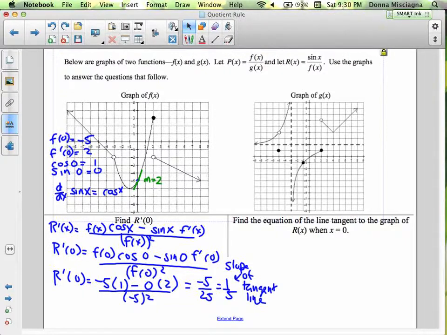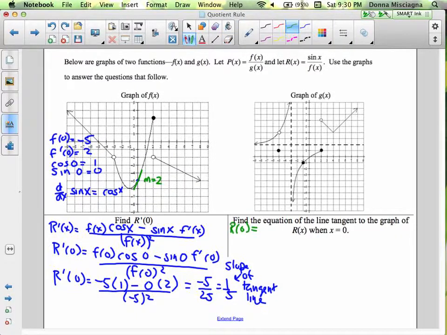Now let's find all the other things we need. We need a point there. We have sine x over f of x, and it's at 0. So r of 0 would be sine 0 divided by f of 0. Well, that's just going to be 0 over negative 5. Nothing really matters because that's 0. So we have our point. Our point is 0, 0.